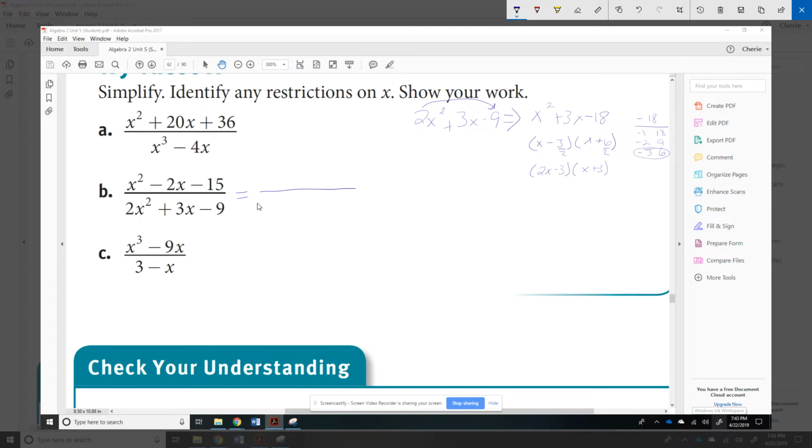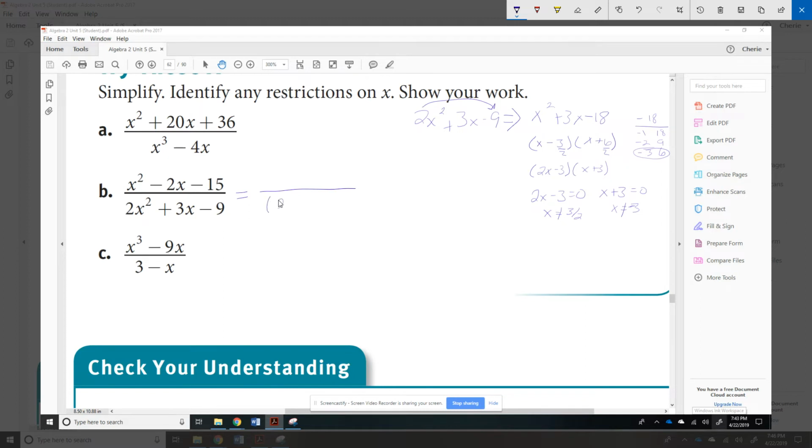Now remember, the reason that we're doing this is we're finding the restrictions. So we set them equal to 0 and solve for x. Add 3, divide by 2. Minus 3 from both sides. And this becomes the restrictions. Our domain cannot include 1.5 and negative 3.